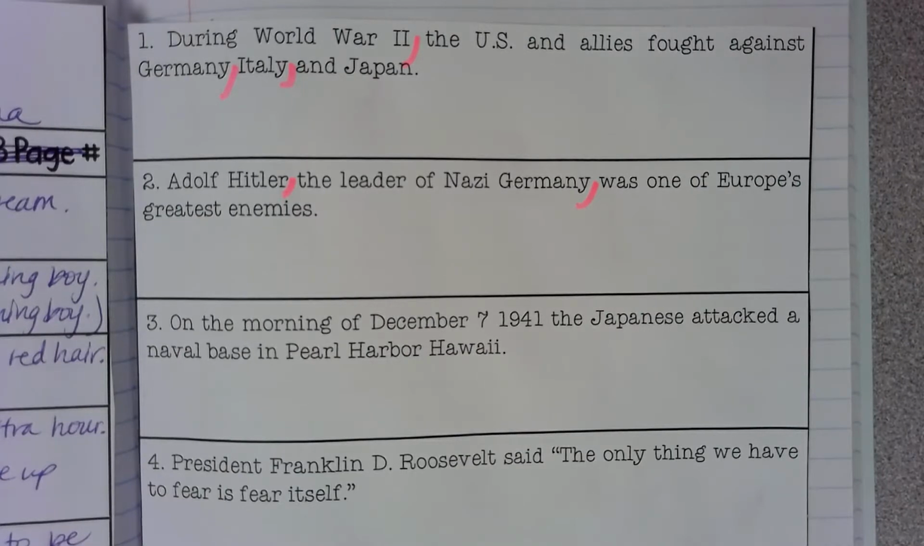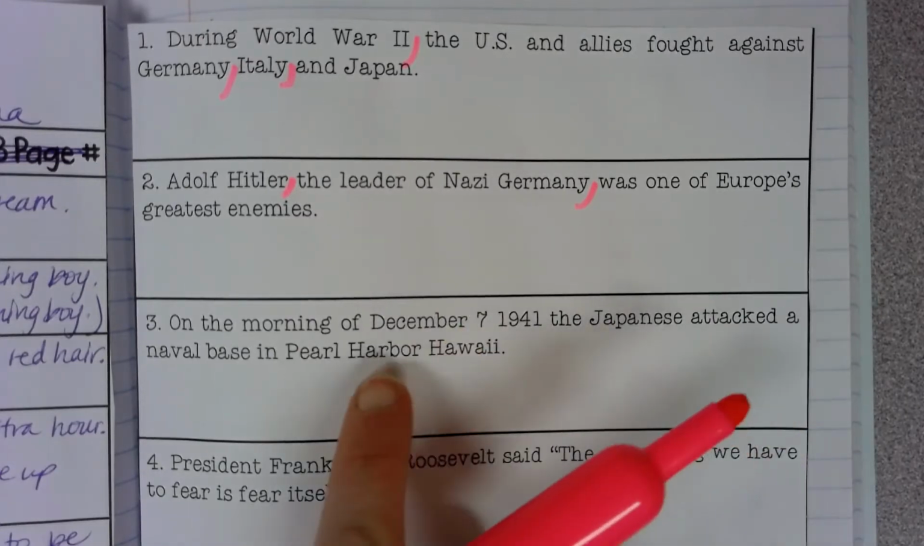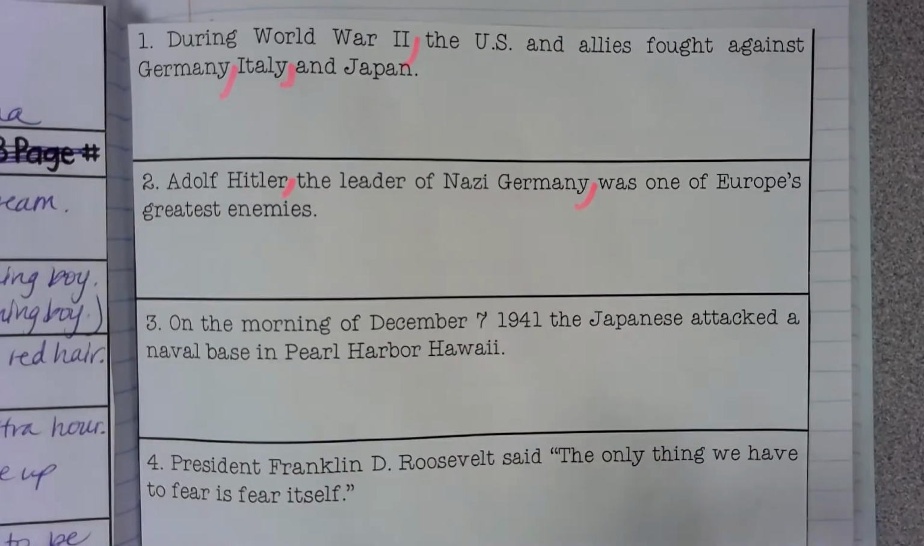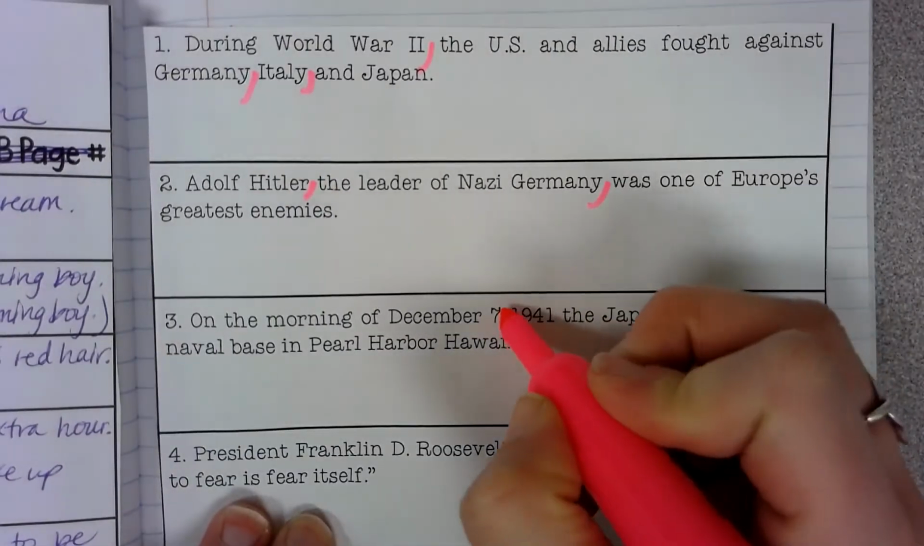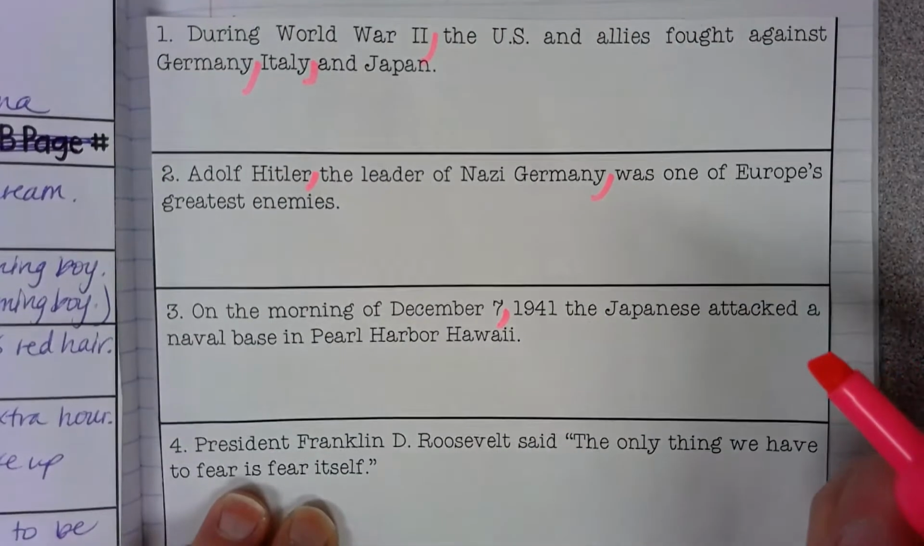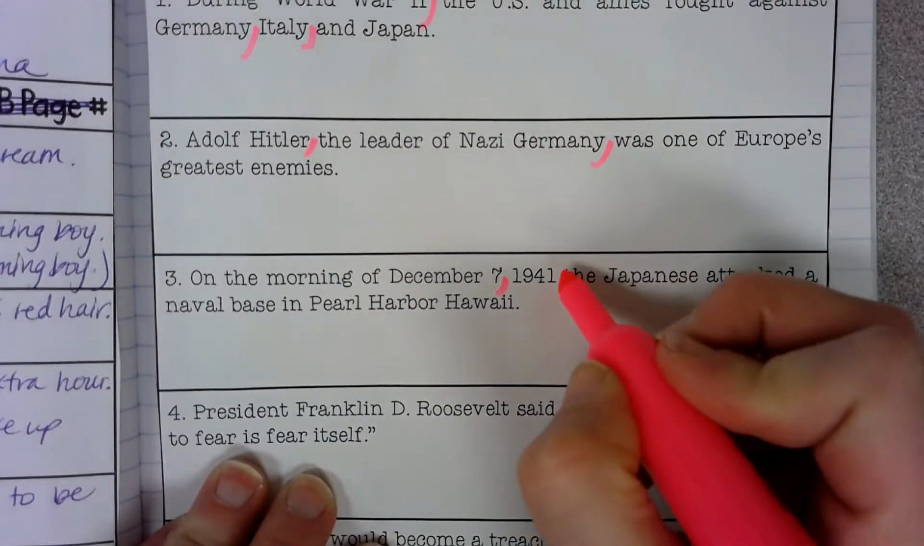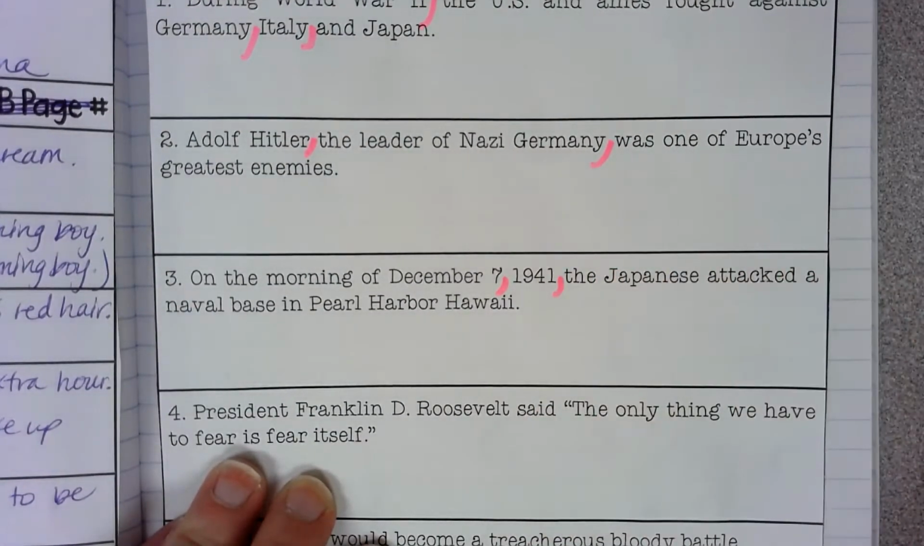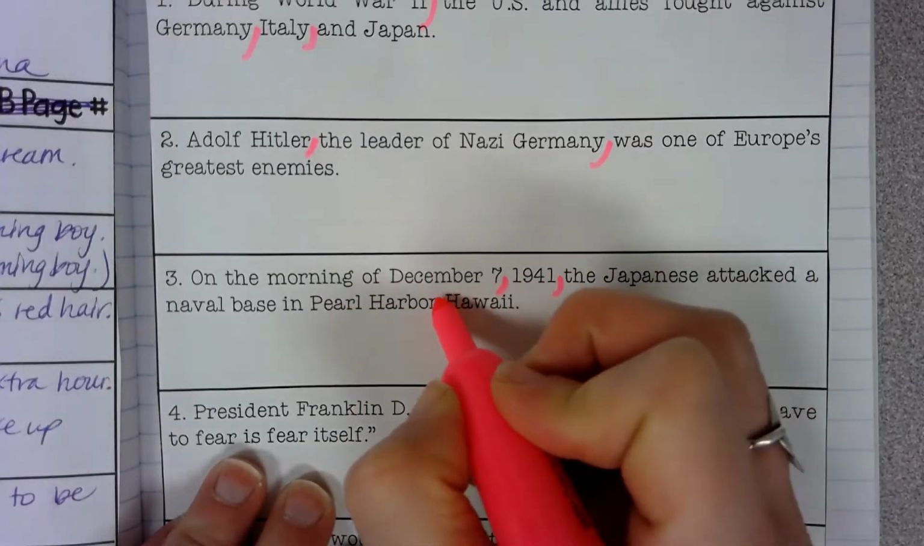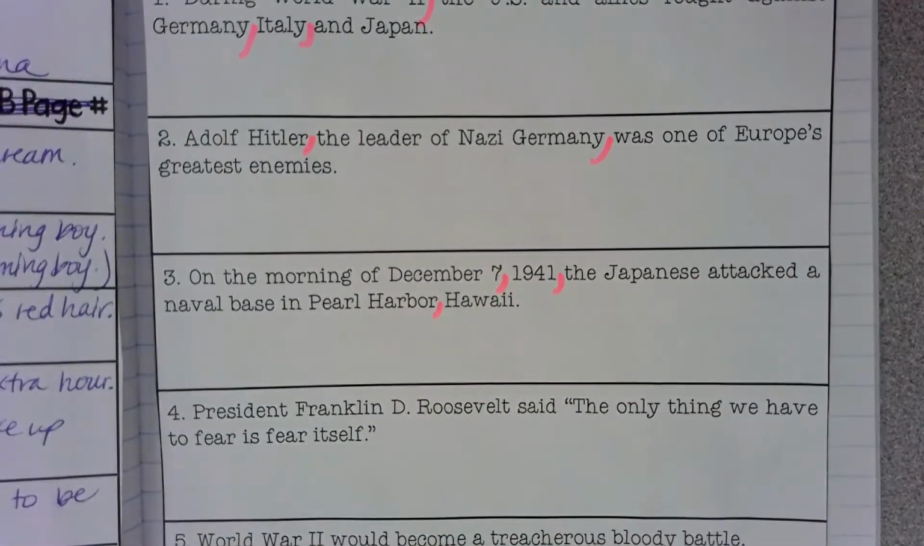All right, number 3. On the morning of December 7th, 1941, the Japanese attacked a naval base in Pearl Harbor, Hawaii. I see a date and a city and a state. So we have a comma after the number of the month, and also after the year because our sentence is continuing. We also have one in between our city and our state.